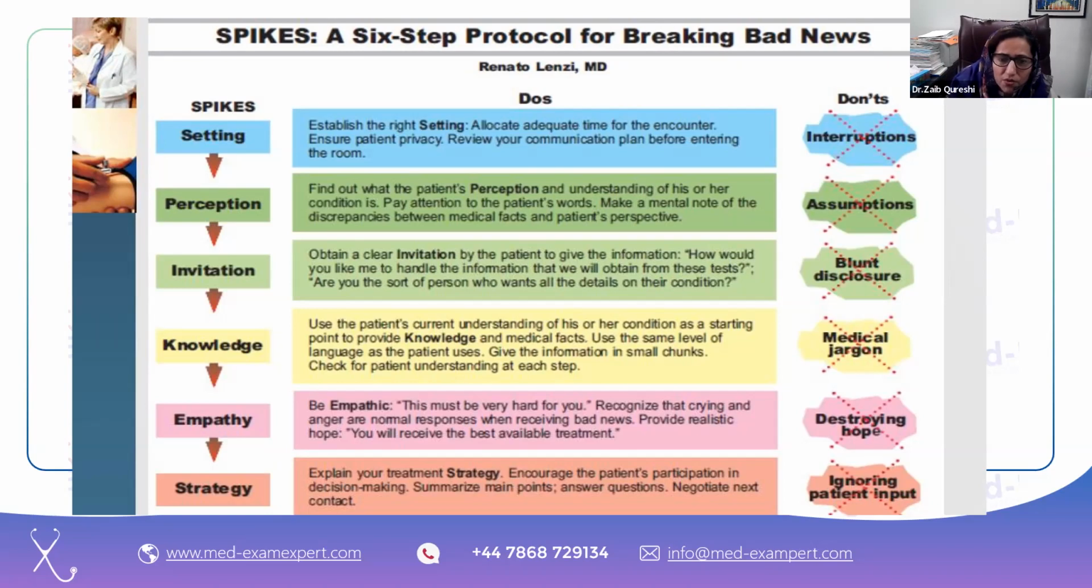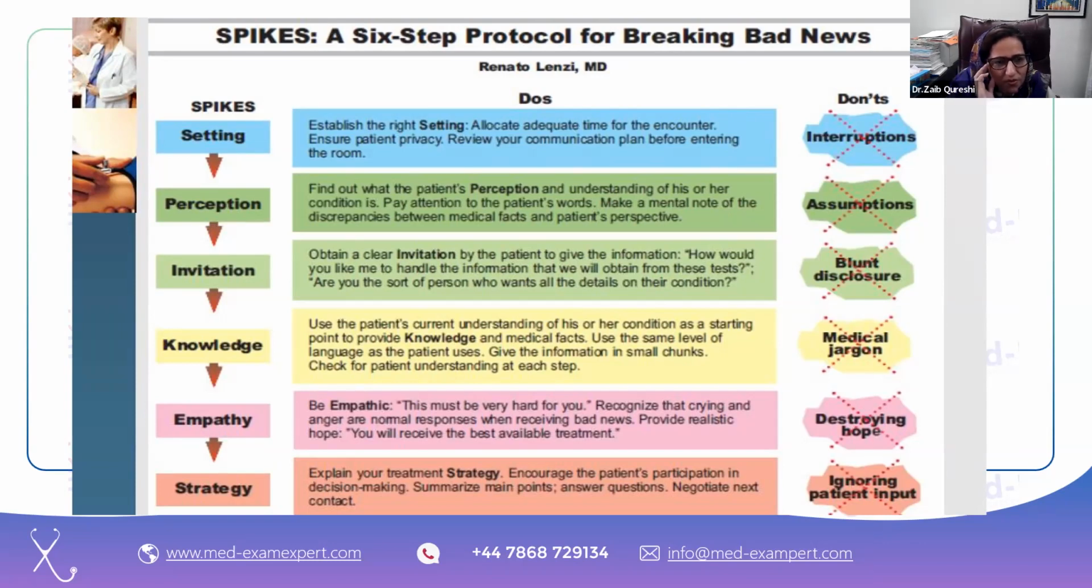Okay, would you like me to handle the information that we will obtain from these tests, or are you the sort of person who wants all the details, or just the important details? This is also one of the ways. Then you are going to give her the knowledge. That knowledge should be factual. There should not be any ambiguity while you are giving her knowledge. Knowledge should be based on what you study from your guidelines. Okay, and you have to give that knowledge again in small chunks.